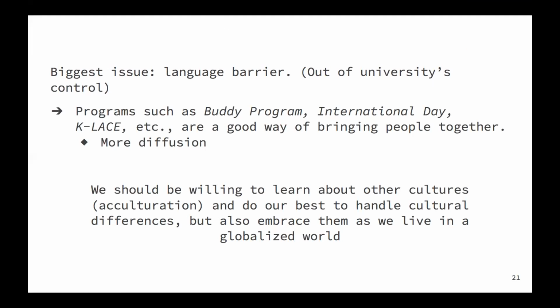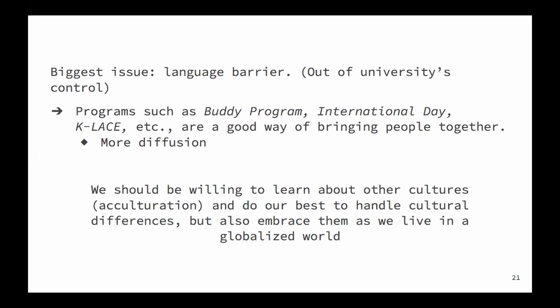Oh, so you said that the biggest issue is the language barrier, but perhaps it's not entirely out of the university's control because, for example, they could make it a requirement for all exchange students to take a Korean language course, which would help with the language barrier.